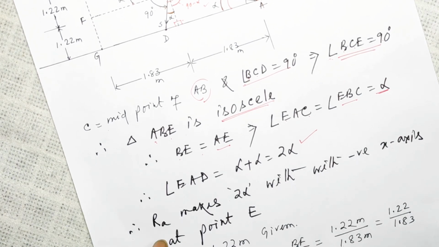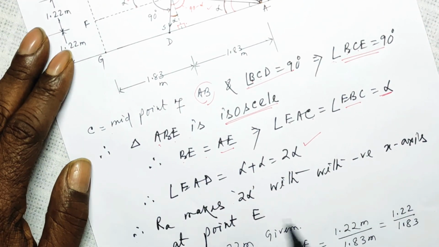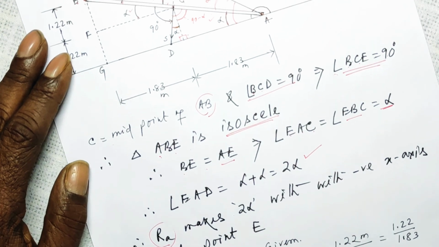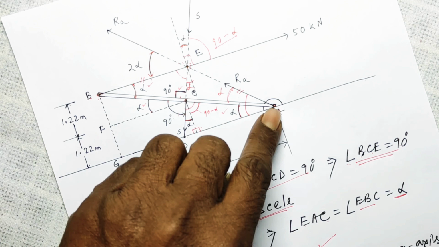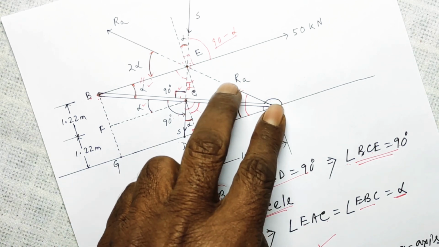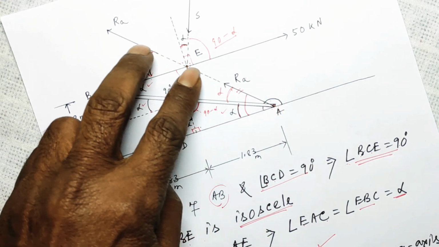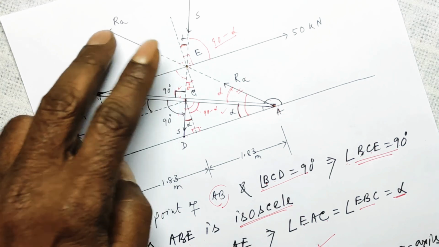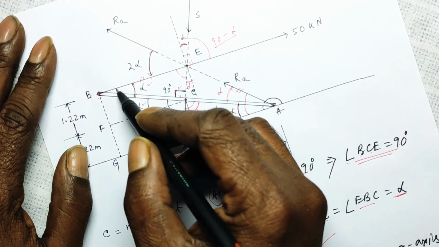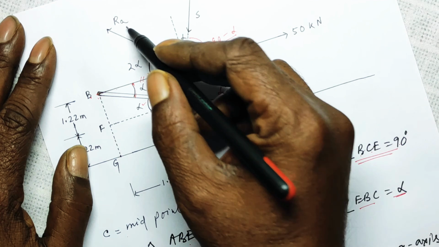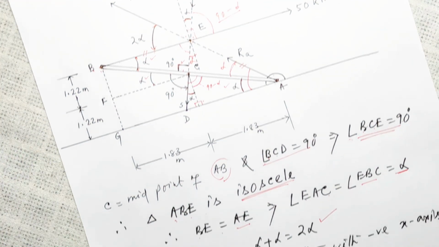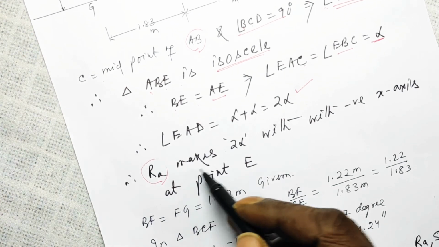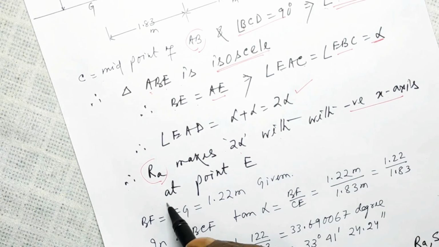So what is the conclusion? RA, the reaction force from point A, you can extend parallel to itself like this, applying the principle of vectors. If you draw the x-axis and y-axis, RA makes angle 2 alpha with the negative x-axis at point E.